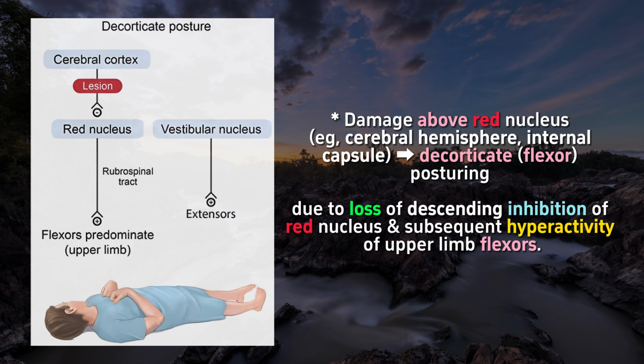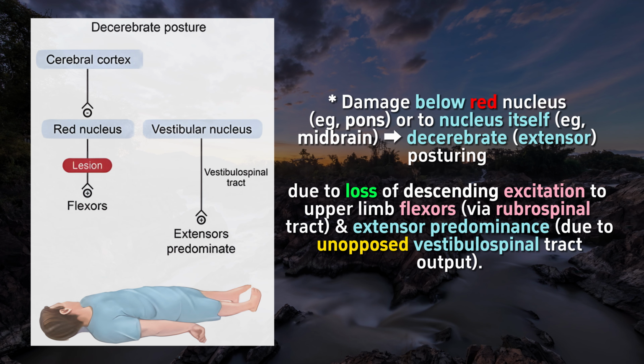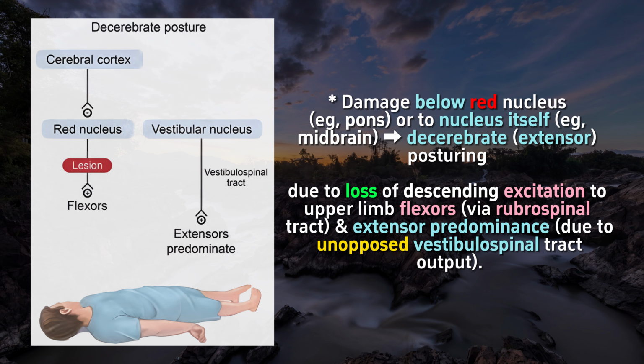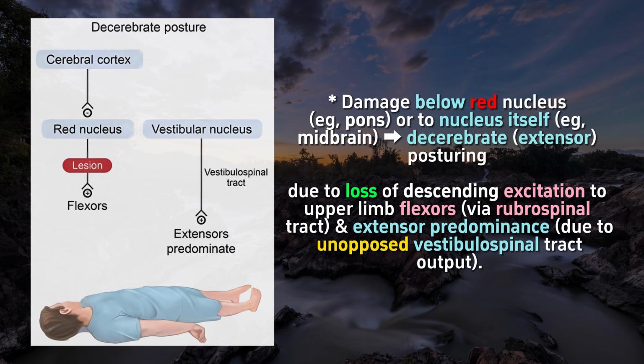Damage above the red nucleus, for example cerebral hemisphere or internal capsule, typically results in decorticate flexor posturing due to loss of descending inhibition of the red nucleus and subsequent hyperactivity of upper limb flexors. Damage below the red nucleus, for example pons, or to the nucleus itself, for example midbrain, often causes decerebrate extensor posturing due to loss of descending excitation to the upper limb flexors via the rubrospinal tract, and extensor predominance due to unopposed vestibulospinal tract output.